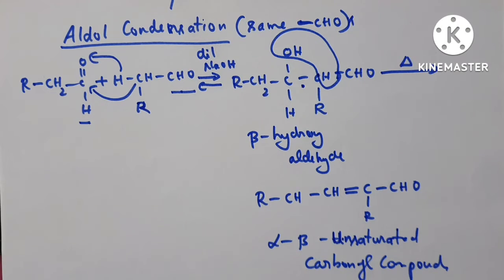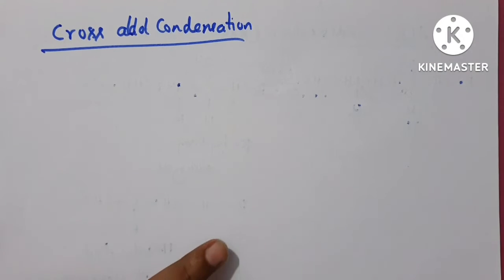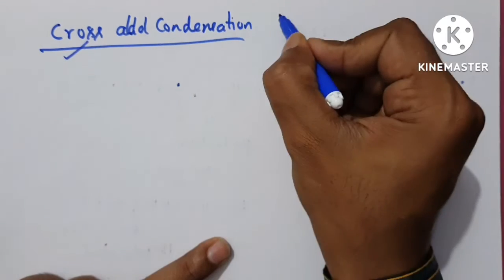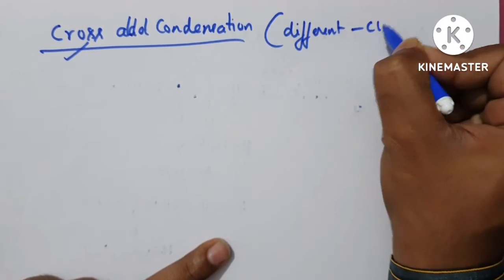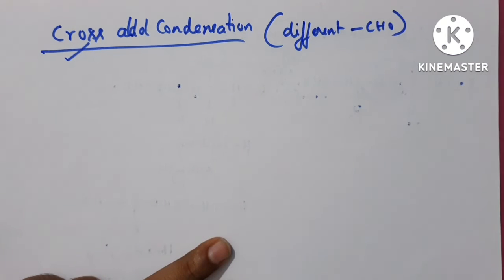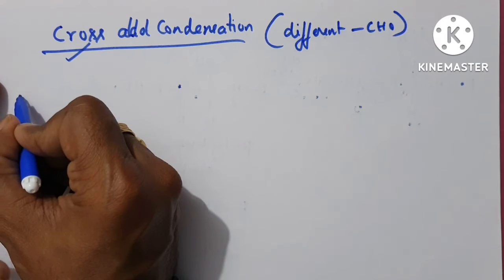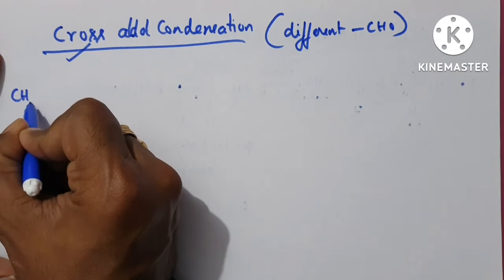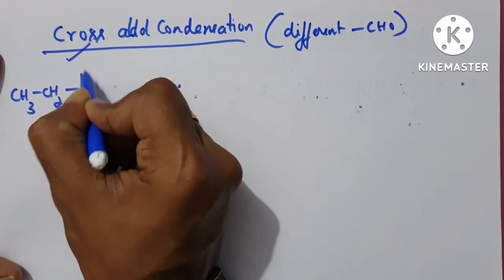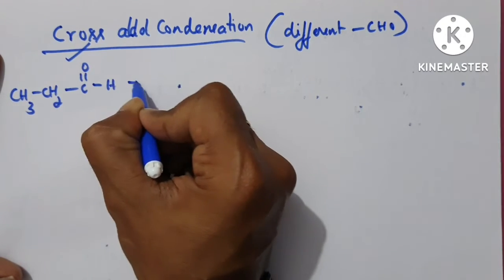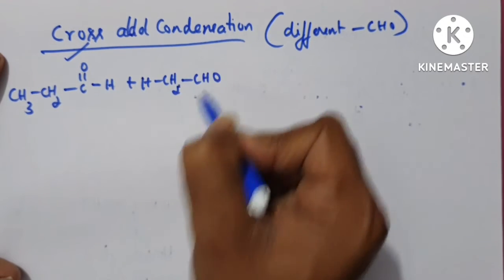We'll go further with the cross aldol condensation also, children. In case of cross aldol, the word cross aldol means, you should remember, there is a condensation that takes place between different types of aldehydes. You can observe the example I am taking here, children. I will take an example of CH3 CH2 C double bond O H plus H CH2 CHO.